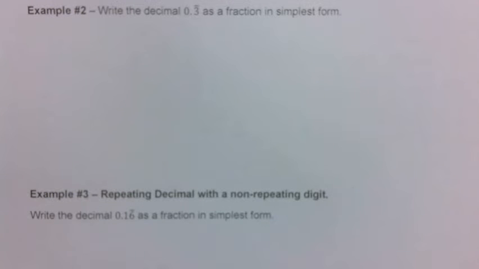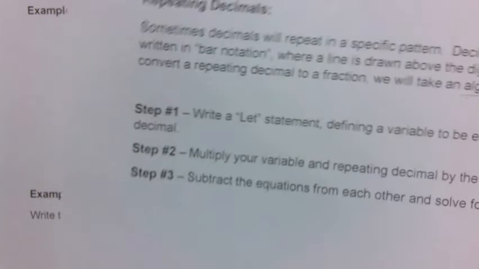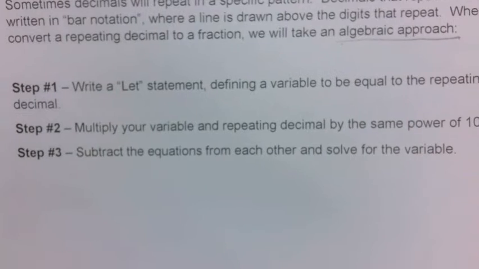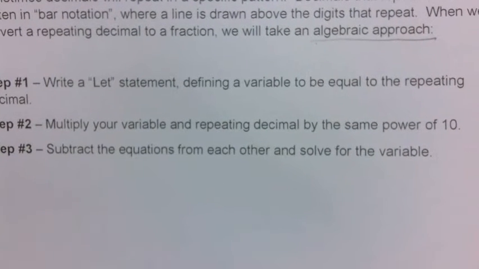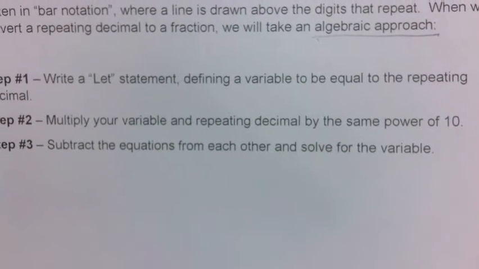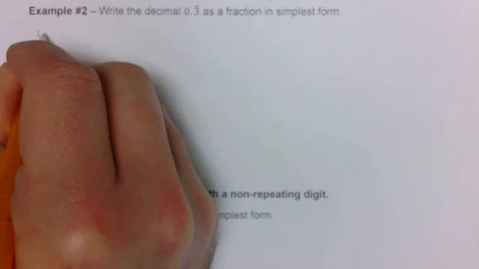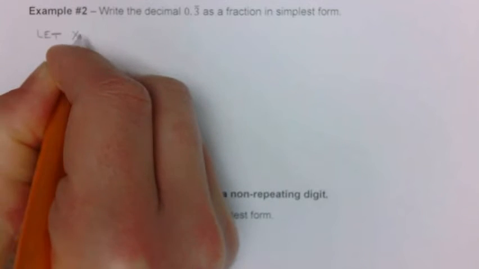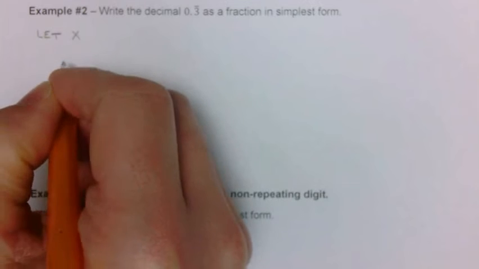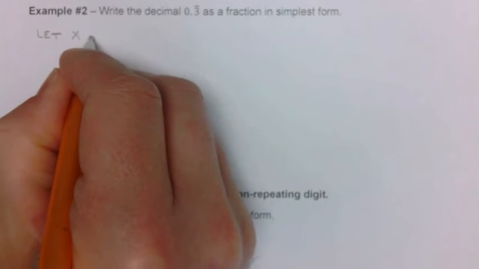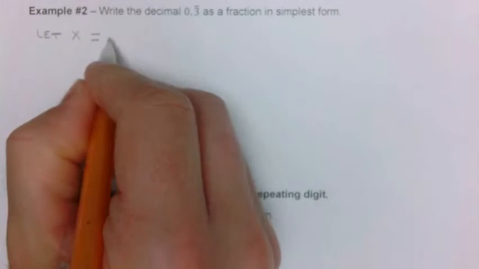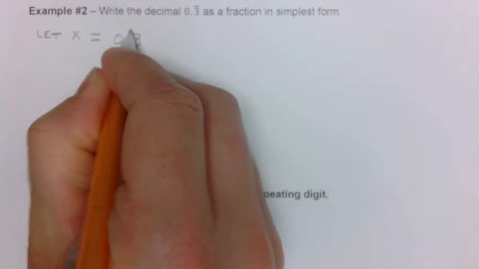In our next example, we're going to write the decimal 0.3 repeated as a fraction in simplest form. If we recall from what we were just saying before, the first thing that we're going to do is write a let statement defining a variable to be equal to the repeating decimal. So in this example, let x, and you don't have to use x, you can use any variable you want. I'm going to use x. Let x equal my repeating decimal, which is 0.3 repeated.